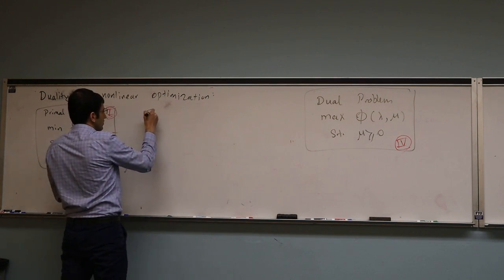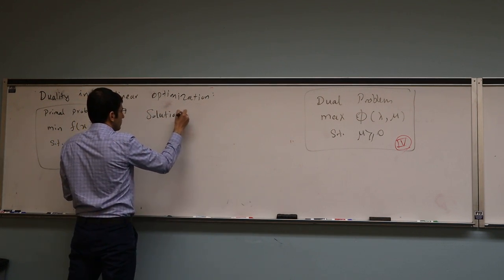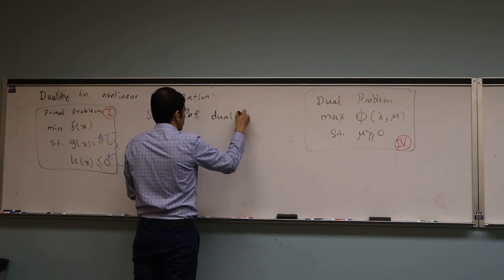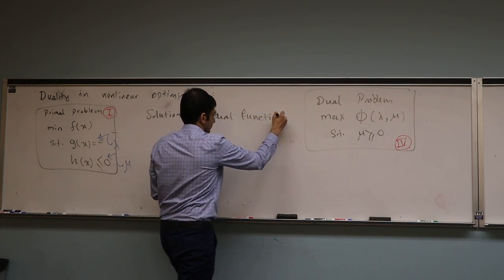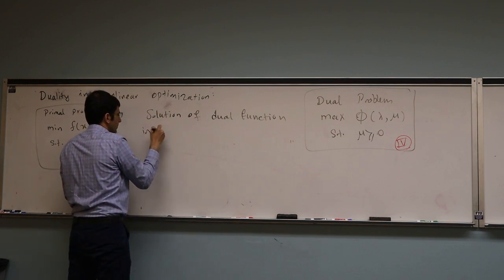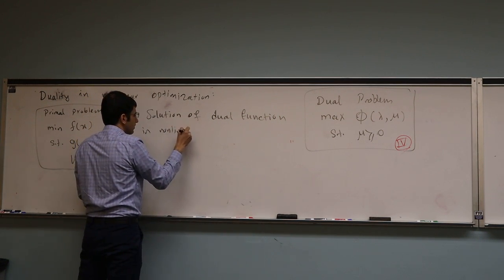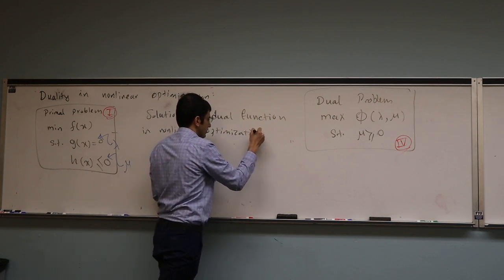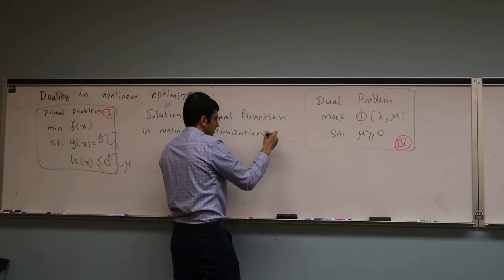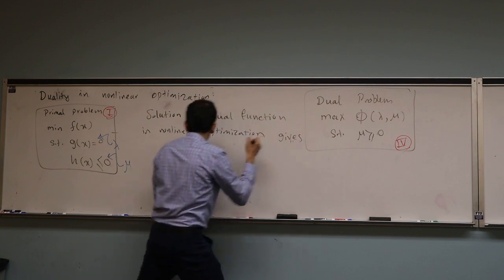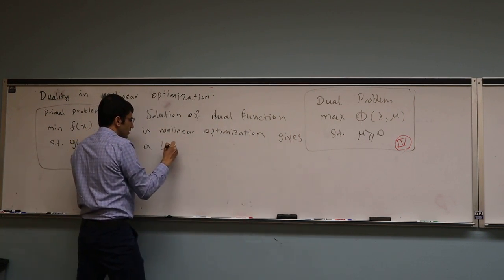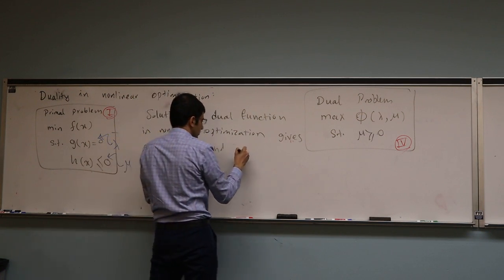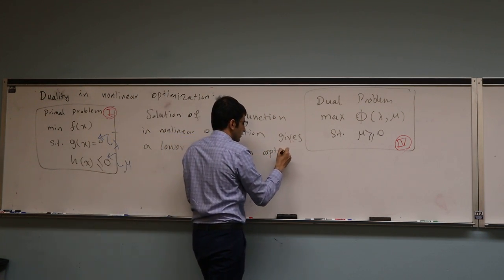So the solution of the dual function in nonlinear optimization gives a lower bound on the optimal solution.